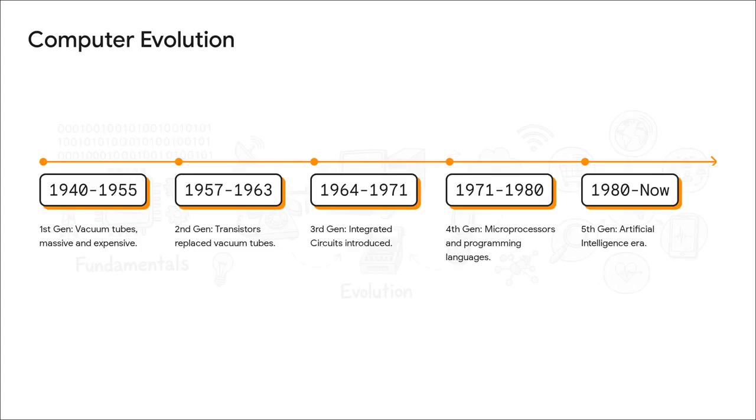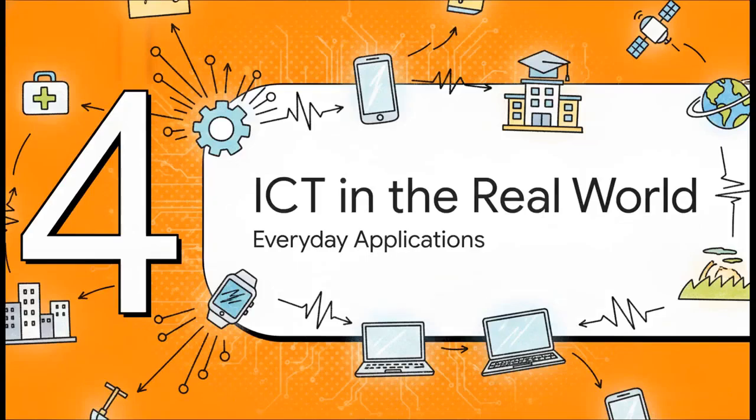By 1957, the second generation arrived, ditching vacuum tubes for transistors, which were way smaller, faster, and more efficient. Then, the third gen brought us integrated circuits in the mid-60s, meaning a single tiny chip could do the work of many transistors. Prices dropped, and reliability went way up. The fourth generation, heading into the 1980s, introduced microprocessors and programming languages like C++ and Java. And finally, the fifth generation, the era we're living in right now, is completely defined by the rapid rise of artificial intelligence. That brings us to Section 4, ICT in the real world.